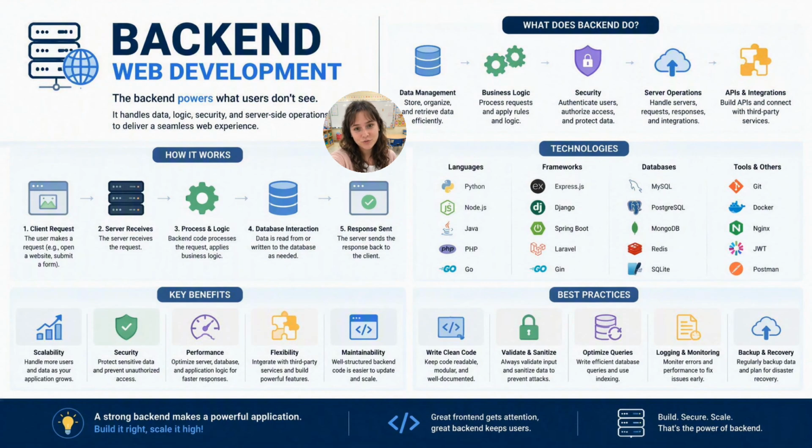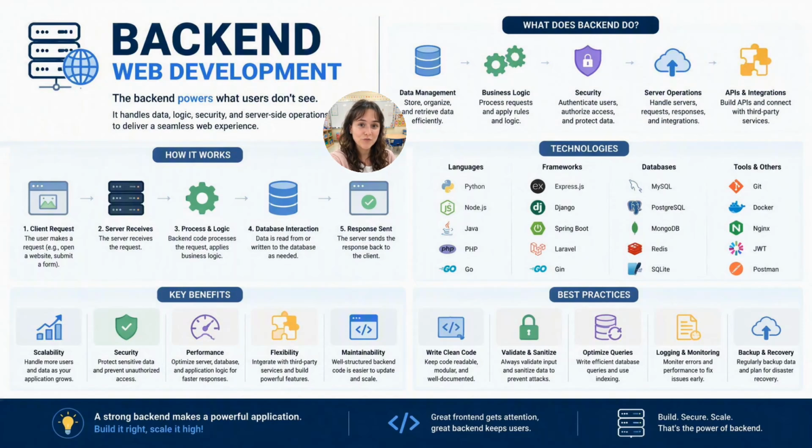Once received, the server's process and logic layer interprets the request, executes the necessary code, and applies the required business logic to determine what needs to happen next. This often involves database interaction, where the backend communicates with the database to read data, write new information, or update existing records as needed. With the necessary logic and data processed, the backend constructs and sends a response back to the client, which could be data in JSON format, an HTML page, or a confirmation message, completing the cycle.